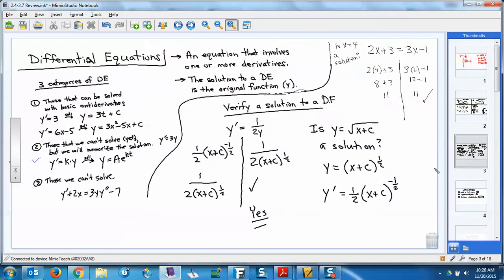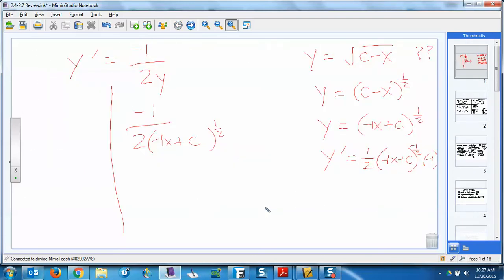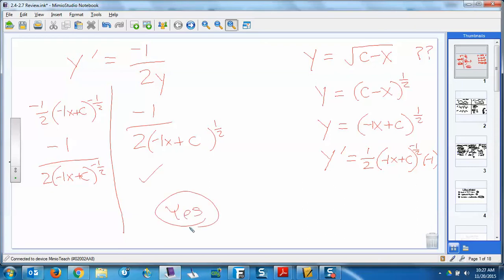Now, it's this derivative rule right here that we're using. It's this derivative rule right down here. When you're multiplying a number times x on the inside, you leave the inside alone, but you also have to kick it out. So, we have to kick out a negative 1. So I'll go ahead and multiply that with the negative 1/2. So we get negative 1/2, and then we get negative 1x plus c to the negative 1/2. Now, since that's a negative power, we'll flip it down to the bottom with that 2. And voila, we have a match. So yes, that is a solution.